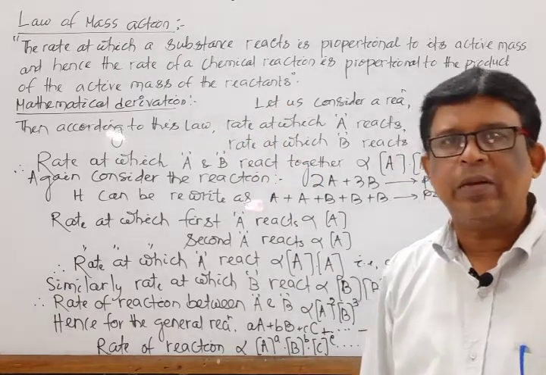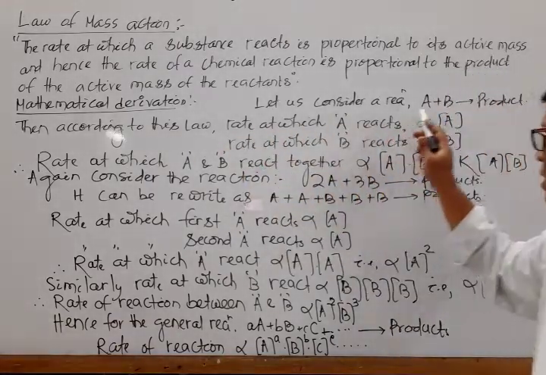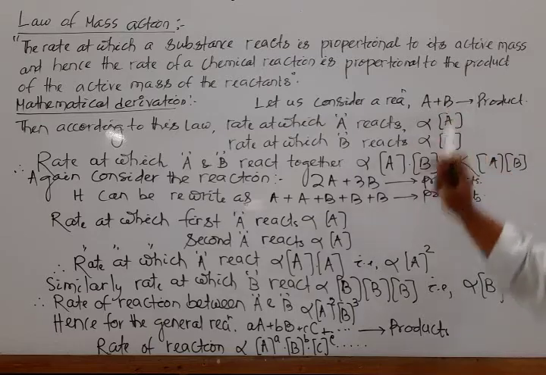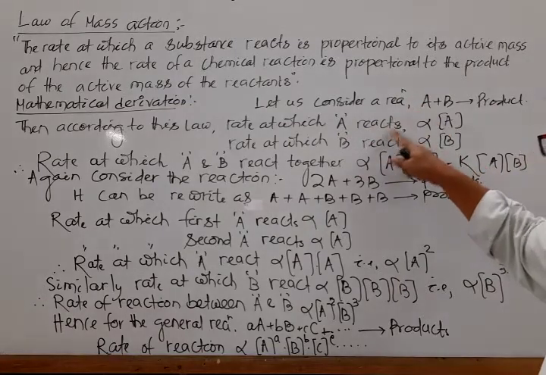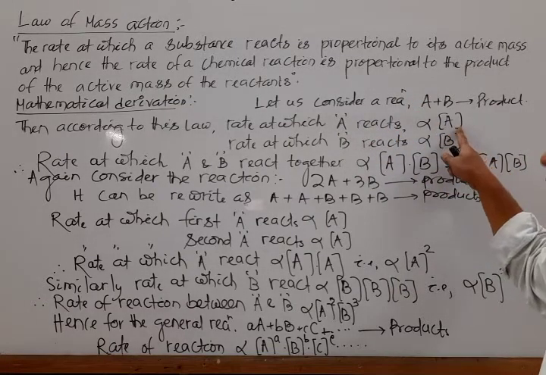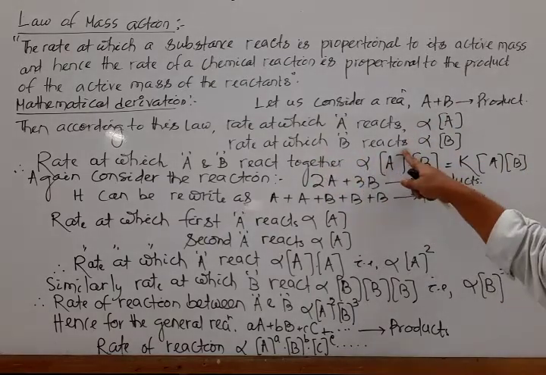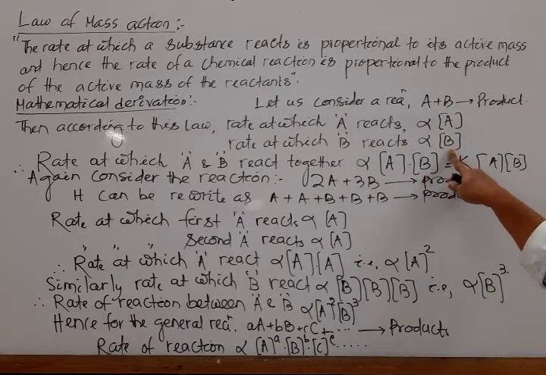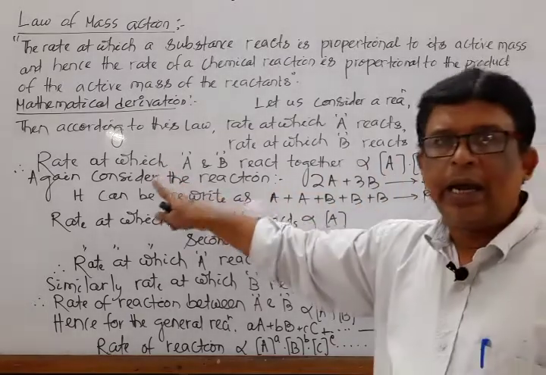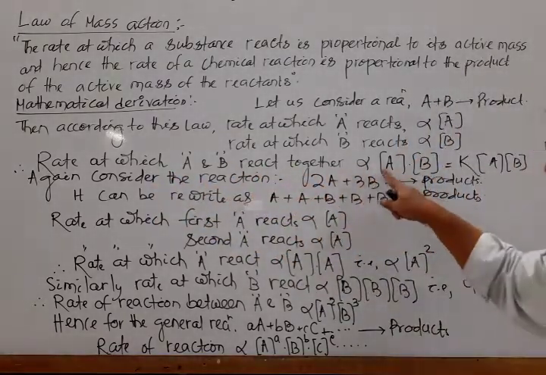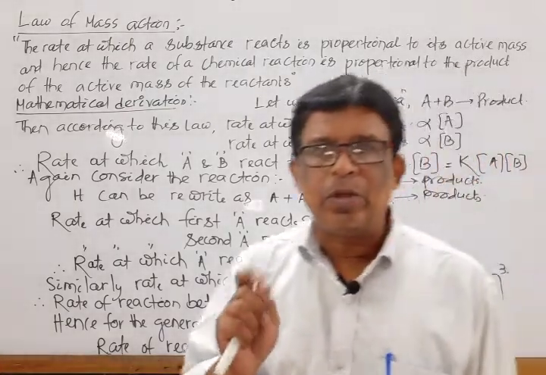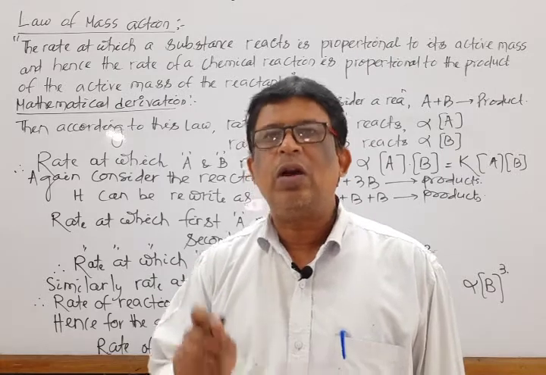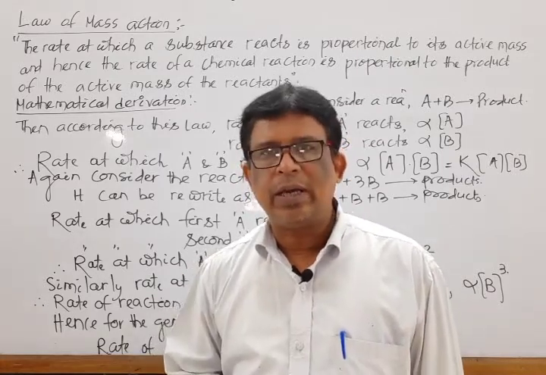Next, switch over to the mathematical derivation. Let us consider a hypothetical reaction, A plus B gives rise to product, where A and B are known as reactants. Then according to this law, the rate at which A, the first reactant, reacts is proportional to the active mass of A. Similarly, the rate at which B, the second reactant, reacts is proportional to the active mass of B. Therefore, the rate at which A and B react together is proportional to A into B, or is equal to K into the active masses of A and B, where K is a proportionality constant, known as the velocity constant, or rate constant, or specific reaction rate.